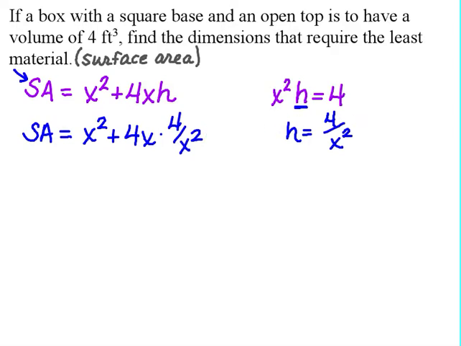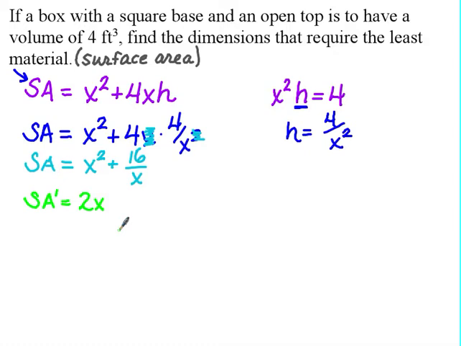So once again, we try to simplify as much as we can. So cancel, cancel. So I end up having surface area equals x squared plus 16 over x. So now we need to find the derivative. Derivative of x squared is 2x. Derivative of 16 over x.